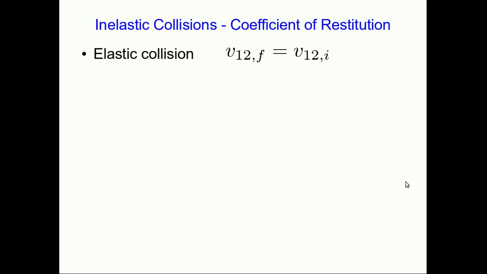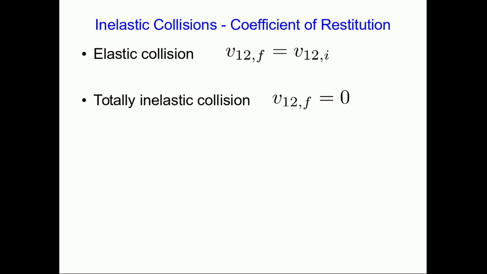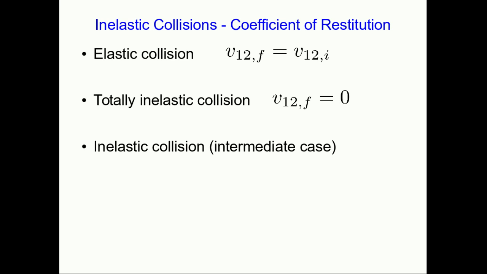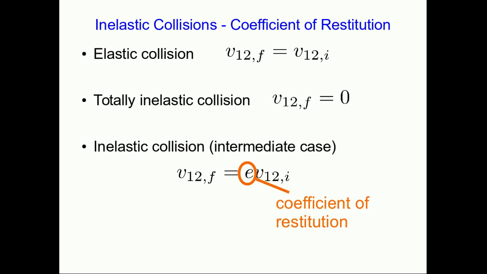Our original definition of elastic collisions was that the relative speed of the two objects in the collision is the same before and after the collision. And what we call a totally inelastic collision is when the relative speed after the collision is zero. Just plain old ordinary inelastic collision, not a totally inelastic collision, is anything in between those, where now the final relative speed is just some fraction of the original relative speed. And so I'm putting this number e in front.